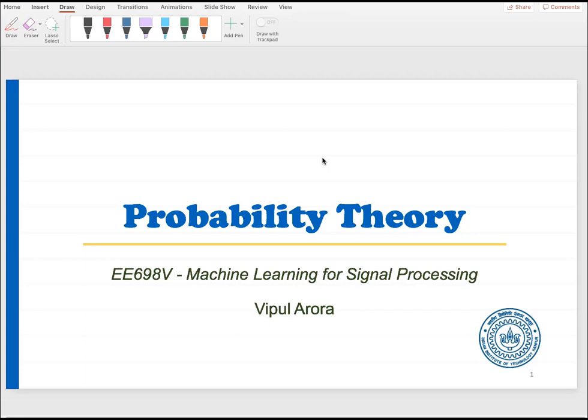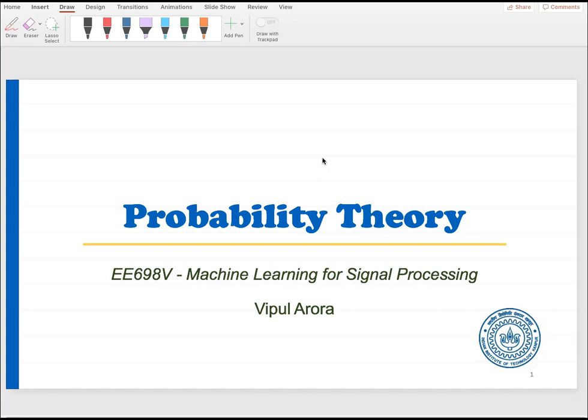So today's topic is probability theory, going back to basics. A quick review of probability theory, but we'll be spending some time on some important mistakes which people make in understanding the concept of probability.